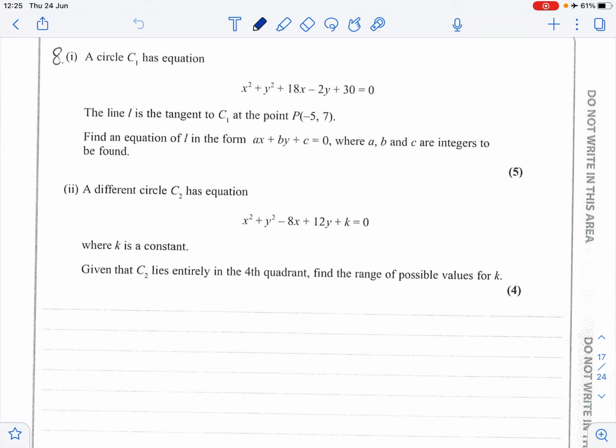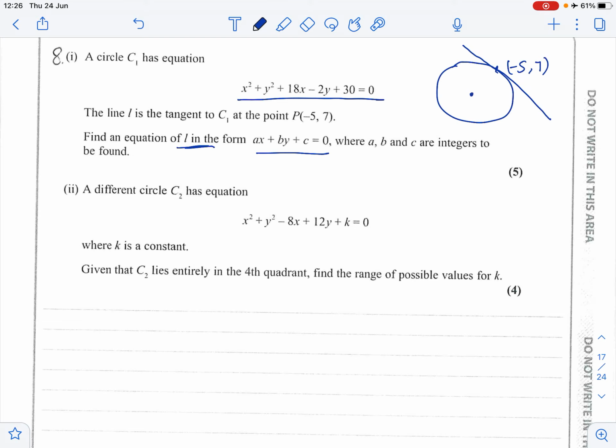Question 8, we have a circle which has the equation this. And we have a line L which is tangent to the circle. So imagine that I have a circle and I have a point P which is (-5, 7), and line L is tangent to the circle. We want to find the equation of L in the form. So, firstly, to find the line, I need to find the center of my circle.